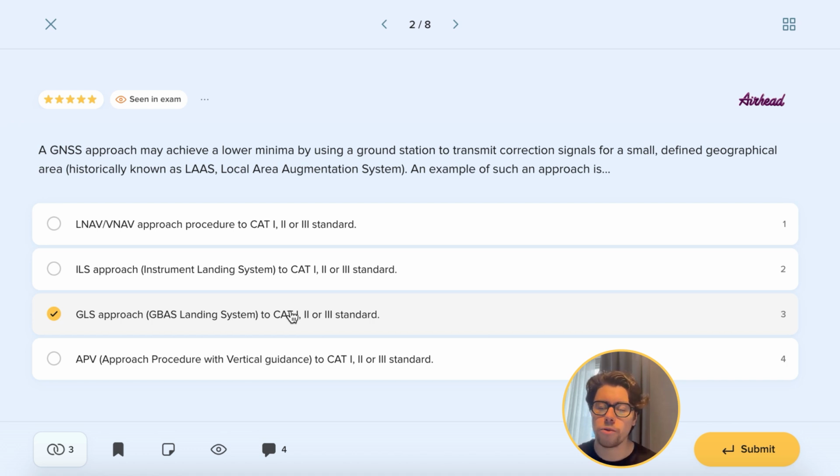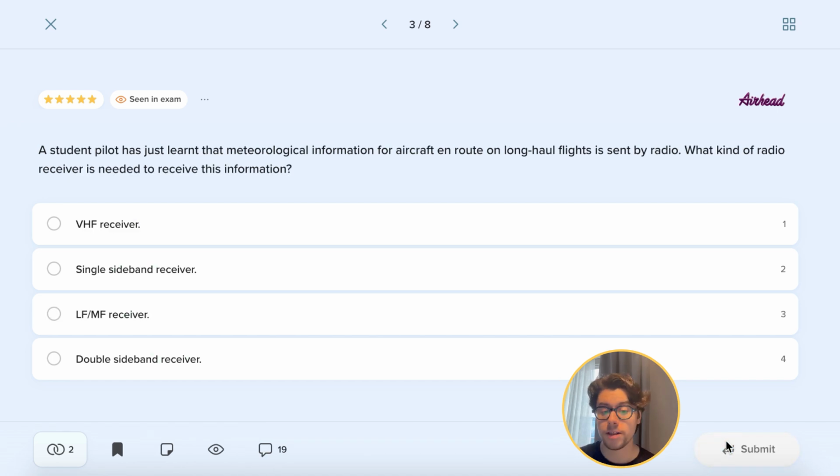The only GPS approach that can really be flown down to Cat 1 minima is the LPV, but it's still not necessarily considered precision unless you're in the exams. In the exams, you need to consider LPV a precision approach. In that case, a GLS approach will be the only correct answer here for the GNSS approach that can achieve lower minima than standard.